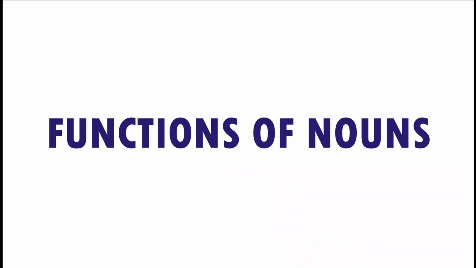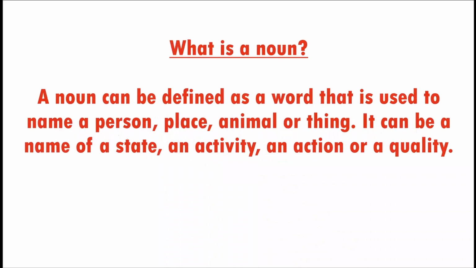So back to the lesson, we are talking about the functions of nouns. So the first thing we are going to do here is to define noun. A noun can be defined as a word that is used to name a person, a place, animal, or a thing. It can be a name of a state, an activity, an action, or a quality. So generally, nouns mean names. So names of things, names of people, names of places. So that is the basic idea of what noun is.